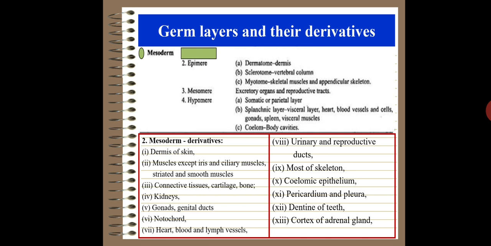Through the hypomere of mesoderm come the somatic or parietal layer and the splanchnic or visceral layer, heart, blood vessels and cells, gonads, spleen, visceral muscles and body cavity, the coelom of some organisms.